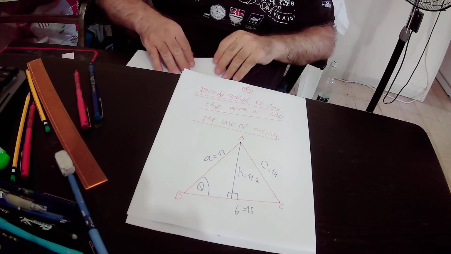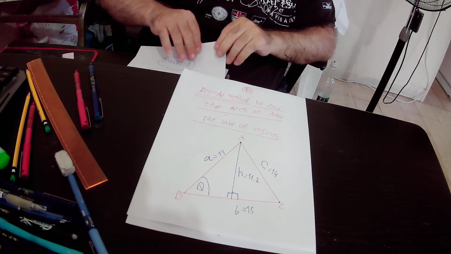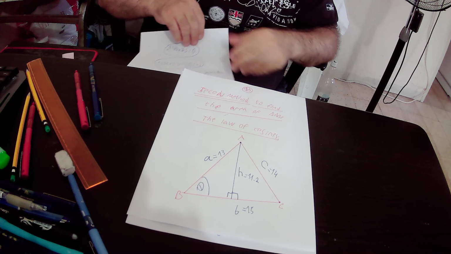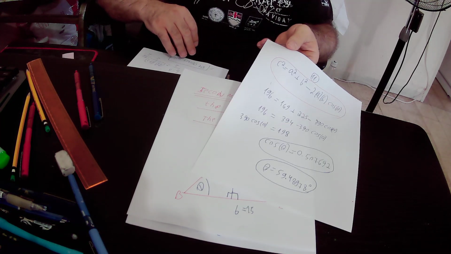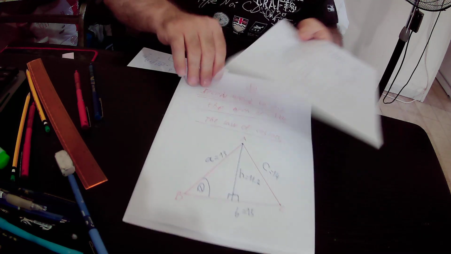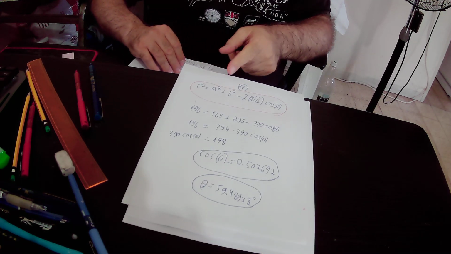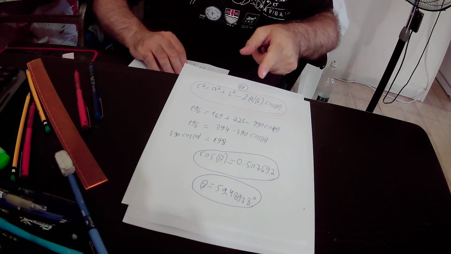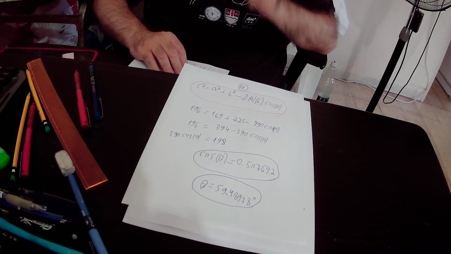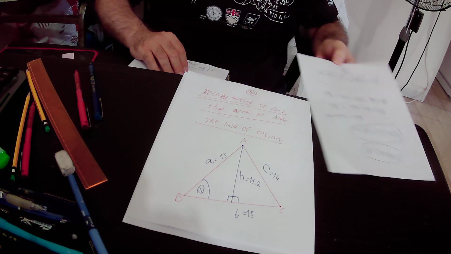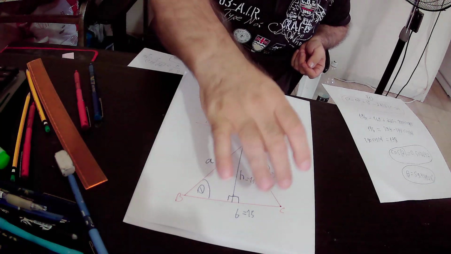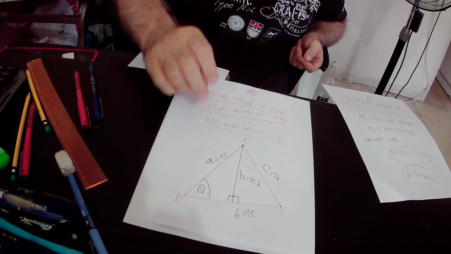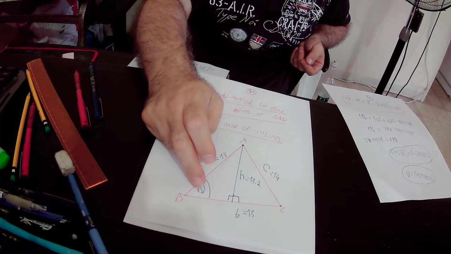According to the law of cosines, in any triangle, C squared equals A squared plus B squared minus 2 times A times B times cosine theta. We know the value of A, the value of B, and the value of C. The only missing variable here is cosine theta.